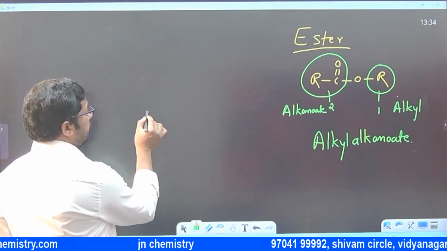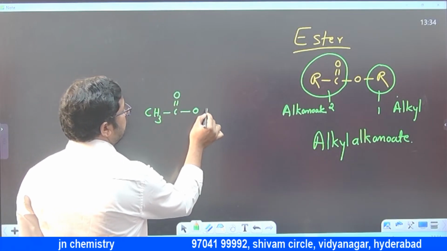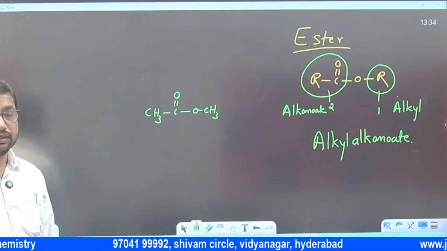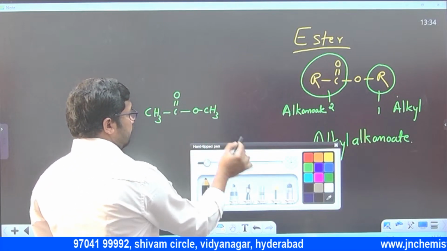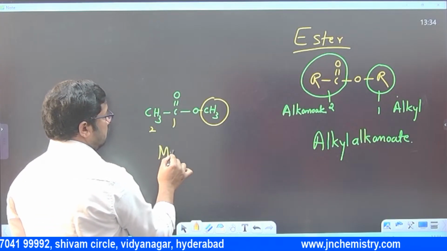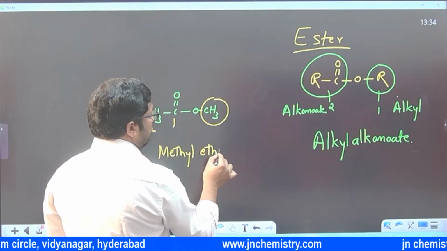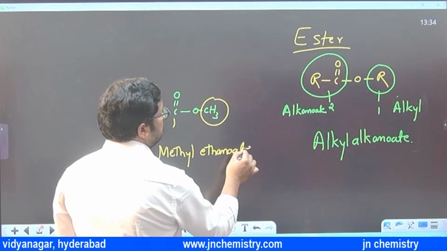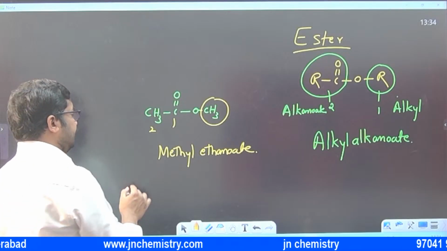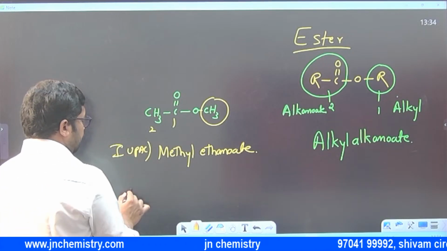For example, CH3, C double bond O, OCH3, right? So in this case, this is first methyl, ethanoate, methyl ethanoate. What is the common name? This is the IUPAC name. What is the common name?